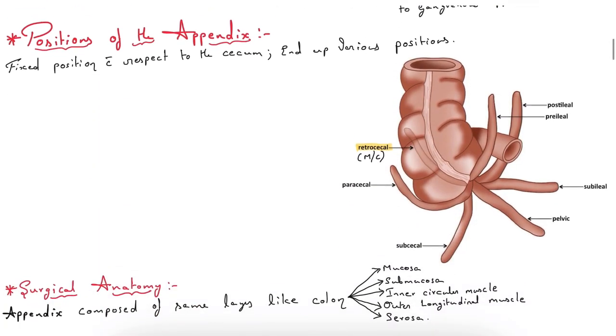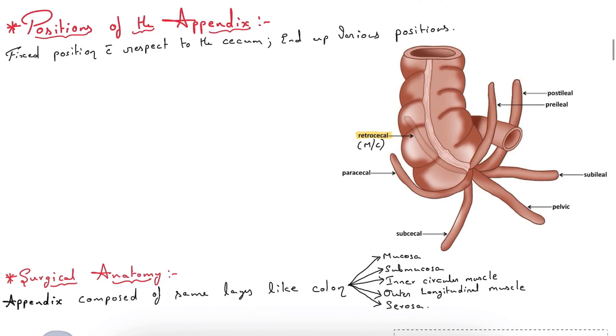Next we can see the positions of the appendix. Mostly the appendix is in a fixed position with respect to the cecum, and the end of it can be in various positions. Most commonly the appendix will be retrocecal, as 80% of appendices are retrocecal. Others are paracecal, subcecal, pelvic, subileal, pre-ileal and post-ileal.